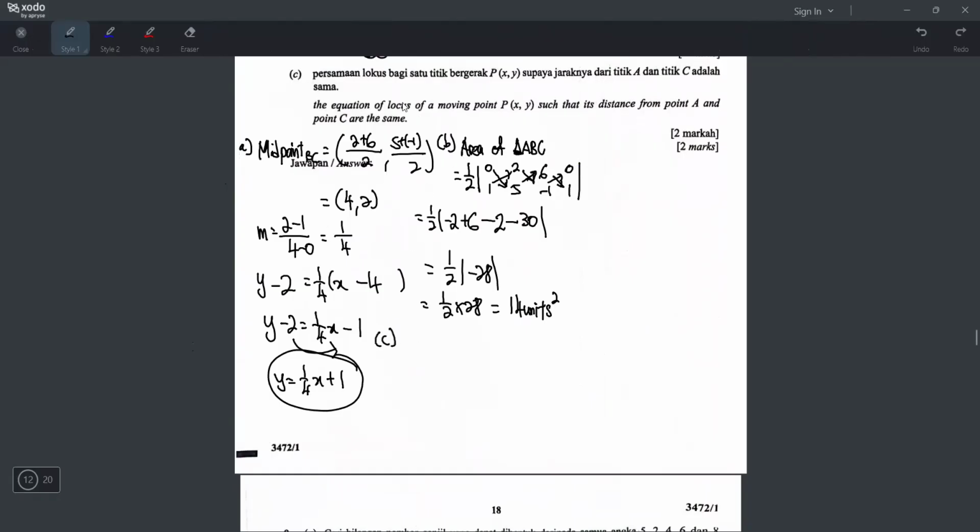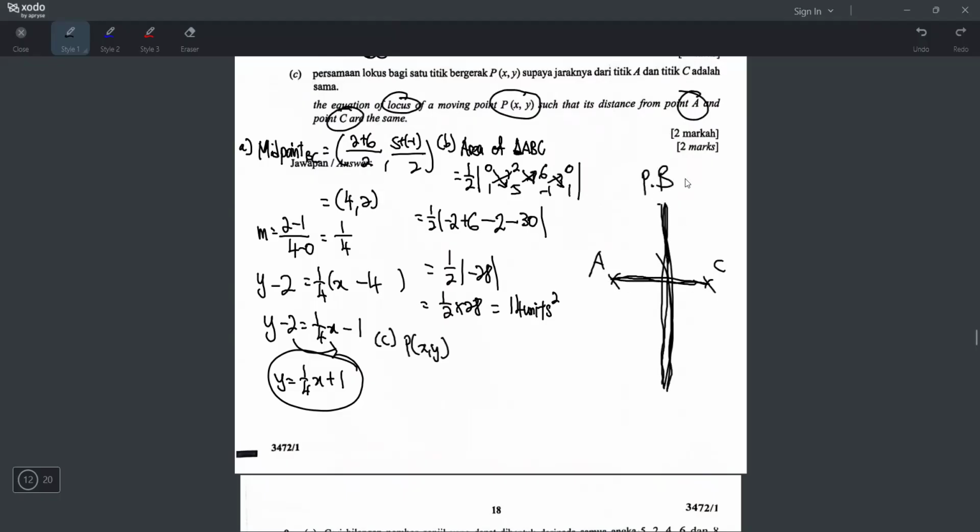Okay, so what they want here, find equation of locus of moving point P. So my P is the moving point, XY, such that distance from A and C are the same. That means P will be a perpendicular bisector, because the distance from A and C are the same. So if this is point A, this is point C, point P will be directly middle like this. It means if I join a line AC, this line will be the perpendicular bisector. It will be 90° and it will intersect at the midpoint, right? So what they want is they want to find equation of locus, right? It means they are asking you to find the equation of perpendicular bisector.